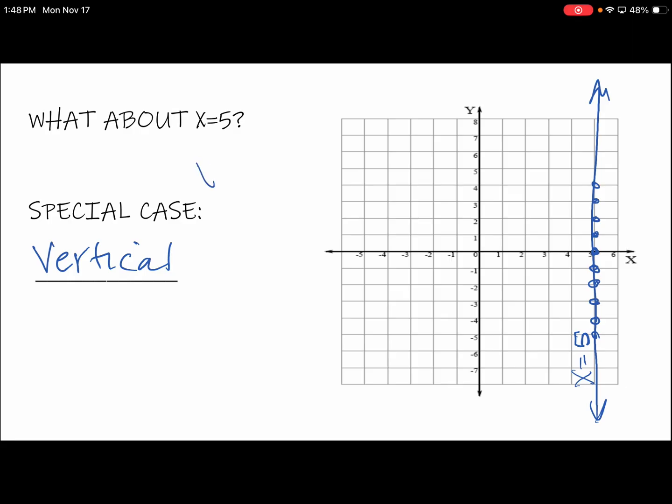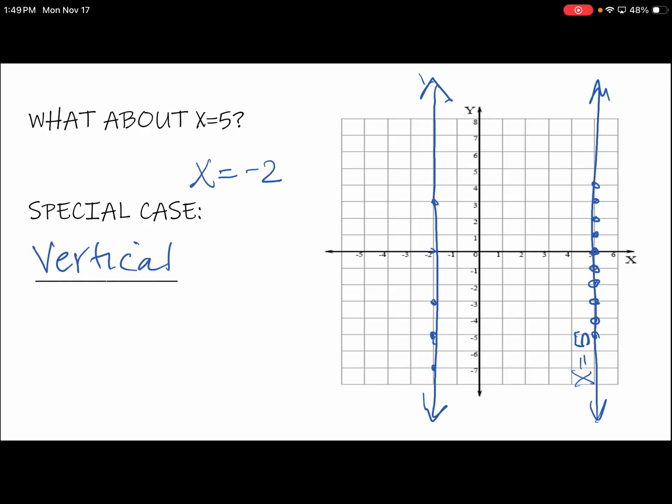Could you all graph x equals -2? Where would x equals -2 be? Every place that x is -2. Would either of these lines pass the vertical line test? So would either of these be functions? Not a function.